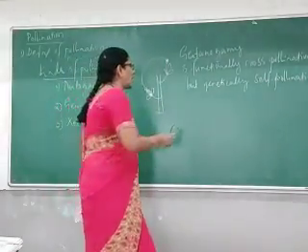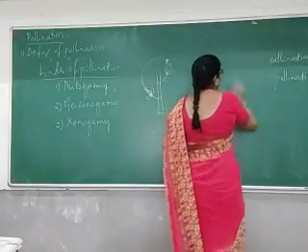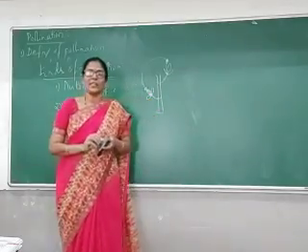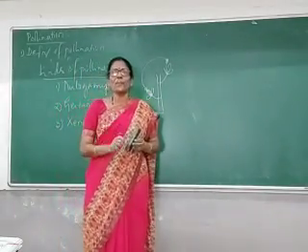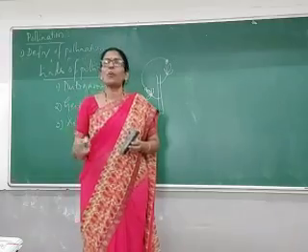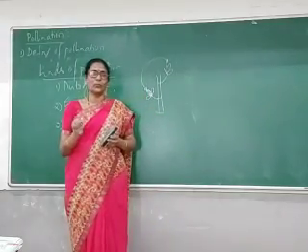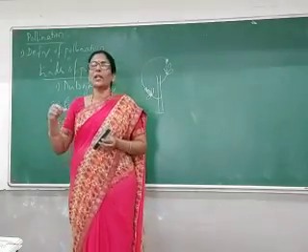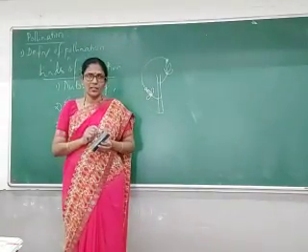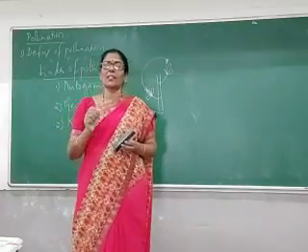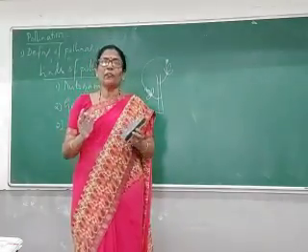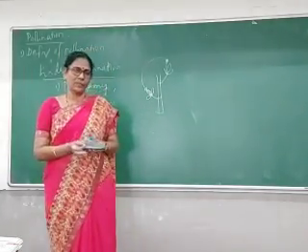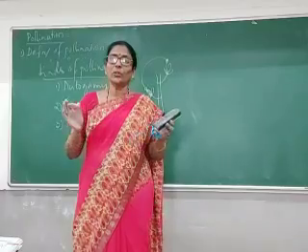The next type of pollination is xenogamy. The definition of xenogamy is the transfer of pollen grains from the anther to the stigma of another flower belonging to another plant. Here both flowers belong to different plants of the same species. The species is the same, but the flowers belong to different plants.